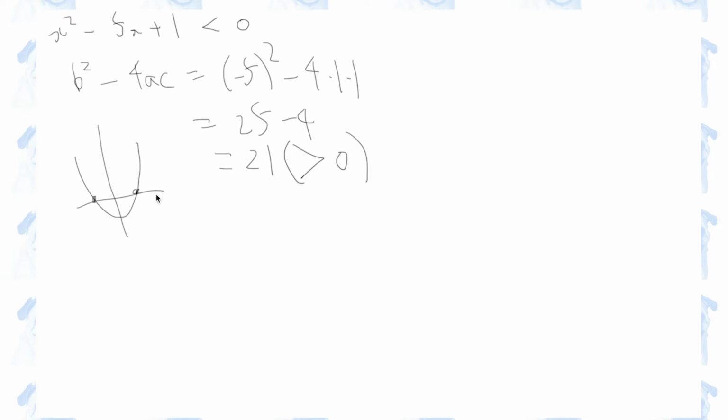If the graph is entirely above the x-axis or entirely below it, then we will get either no real answers or an infinite number of answers. To check whether the equation has real solutions, we have to use the discriminant, which is b squared minus 4ac. The answer that we get is greater than 0. That means that we have two real solutions somewhere, which means that the graph cuts through the x-axis twice.